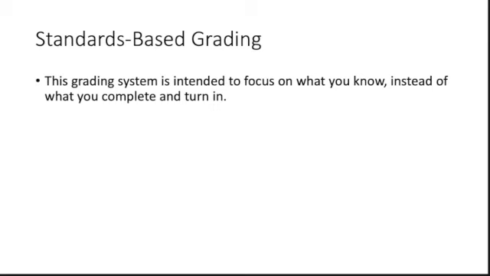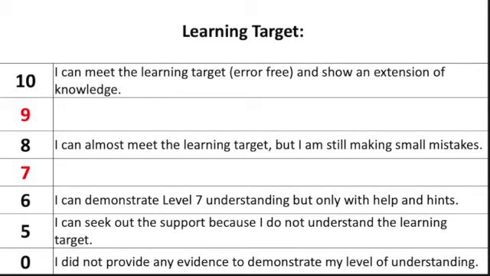Standards-based grading system is intended to focus on what you know instead of what you complete or turn in. Here is an example of one of our scales. A learning target is just a goal that we set for you. A level 9 represents a proficient understanding of our learning target. This just means that you can demonstrate to us your full understanding of the math goal that we set. A level 7 represents a basic understanding of our learning target.